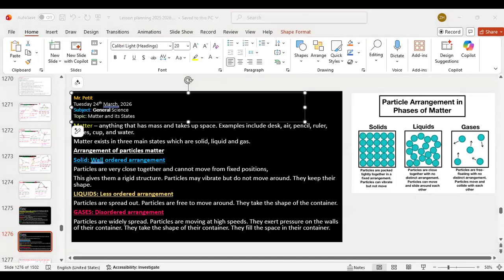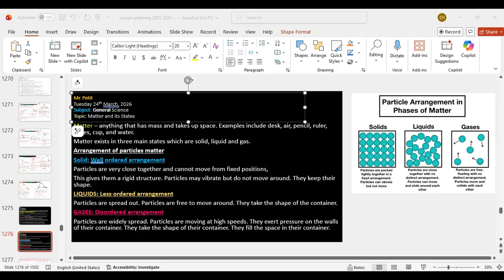Yes, sir. How would you describe the arrangement of solids? How are particles in solids arranged? Close together. Okay, give me some more information. They're close together. What else?